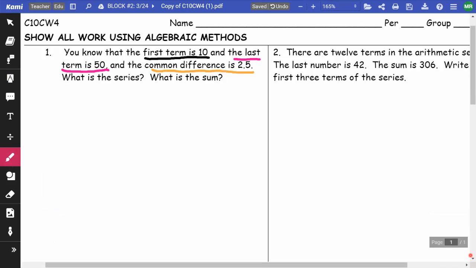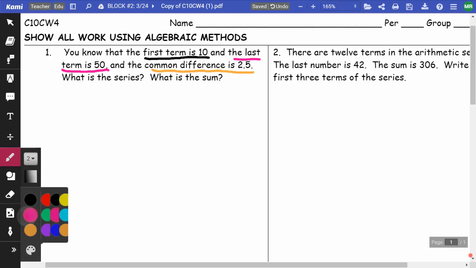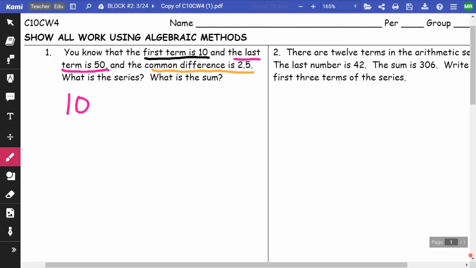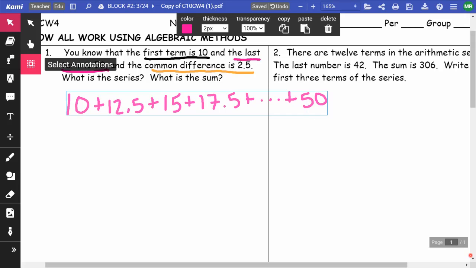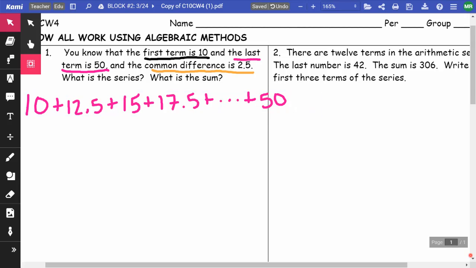So for the series, that is where we're going to list out the terms in the sequence, but with pluses in between. So I know that, again, the first term is 10. They told us that. So we're going to start with 10. We are adding 2.5. So I'm going to have a 12.5, I'm going to have a 15, 17.5 plus ... to 50. Okay, so that is our series. Let me just move it over here. Okay, so that is our series.